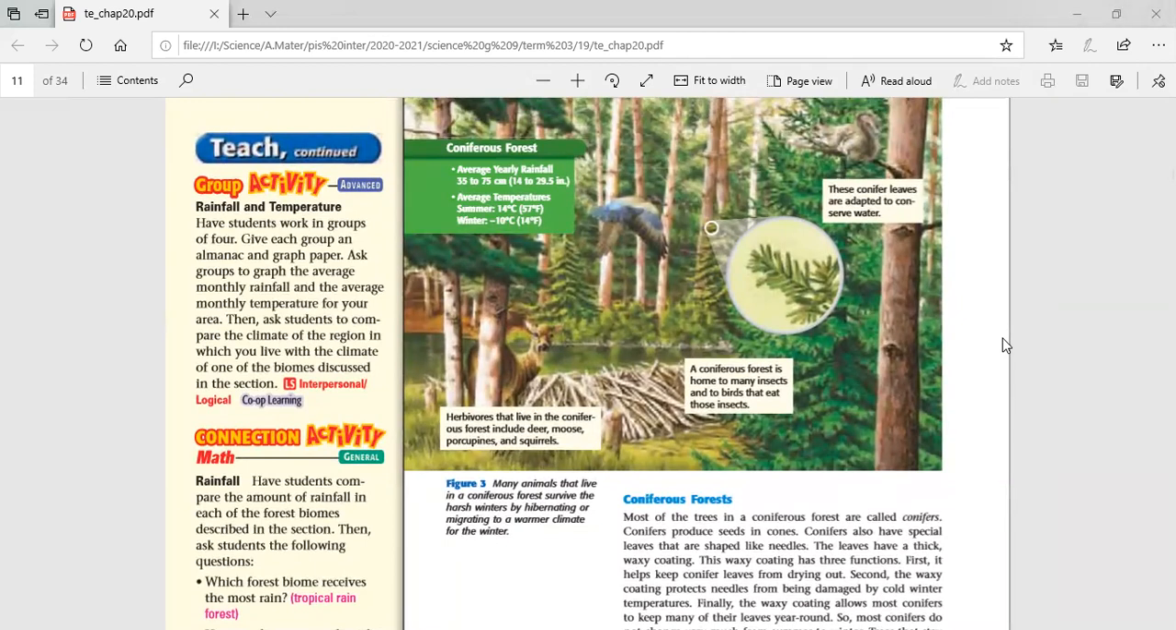The average rainfall that they could receive is 35 to 75 centimeters per year. That means less water available compared to the deciduous rainforest. And the temperature, of course, is cooler because they are higher, near the North Pole. The average temperature in summer could be 14 degrees Celsius, while in winter it could reach minus 10 degrees Celsius.